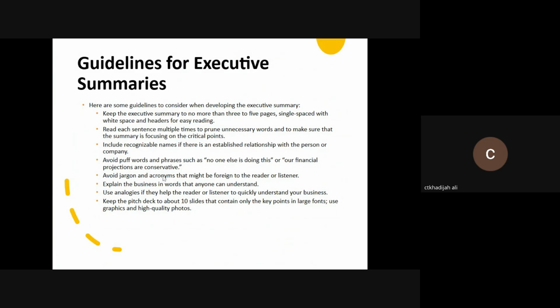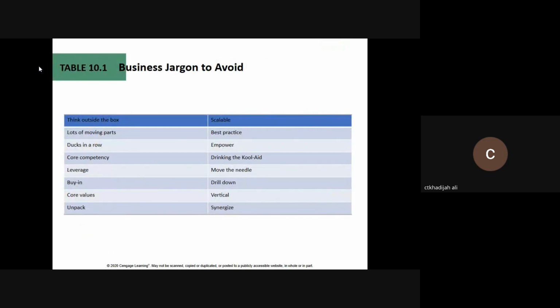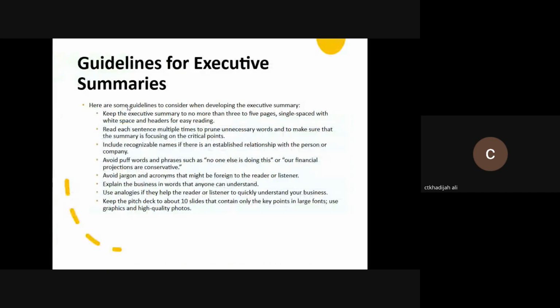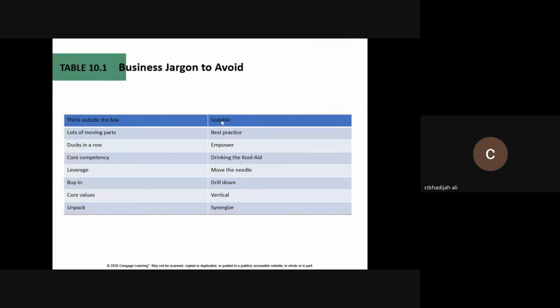Okay, avoid jargon and acronyms. Explain the business in words that anyone can understand. Use analogies if they help the readers or listeners to quickly understand your business. Keep the pitch deck to about 10 slides that contain only the key points in large font. Use graphics and high quality photos. Well, you can use this advice for your proposal presentation for your FIP, by the way.